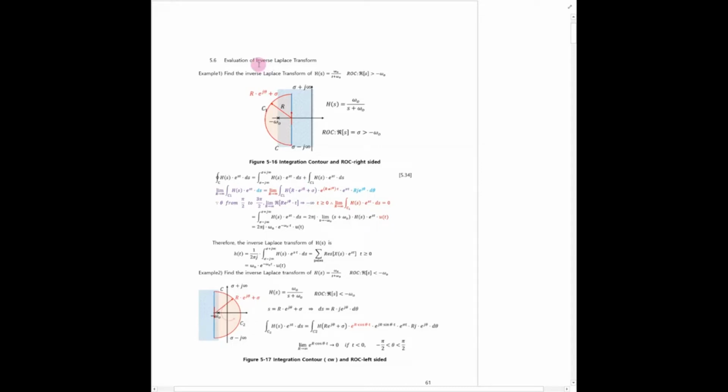In this section, we will study the inverse Laplace transform. The inverse Laplace transform is defined in this way. The time domain expression is given by 1 over 2 pi j.